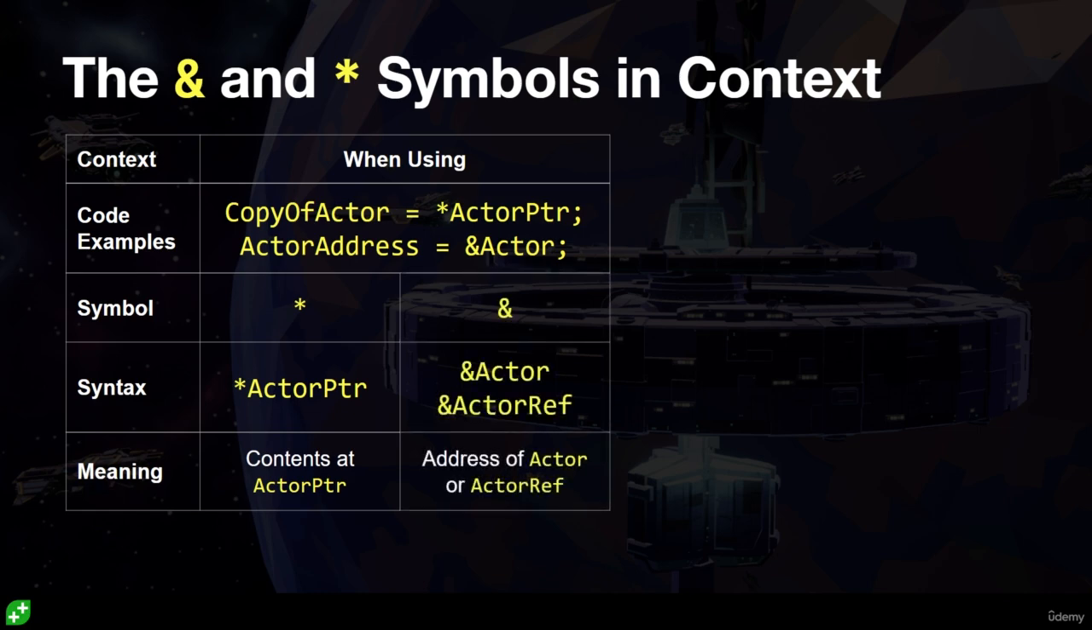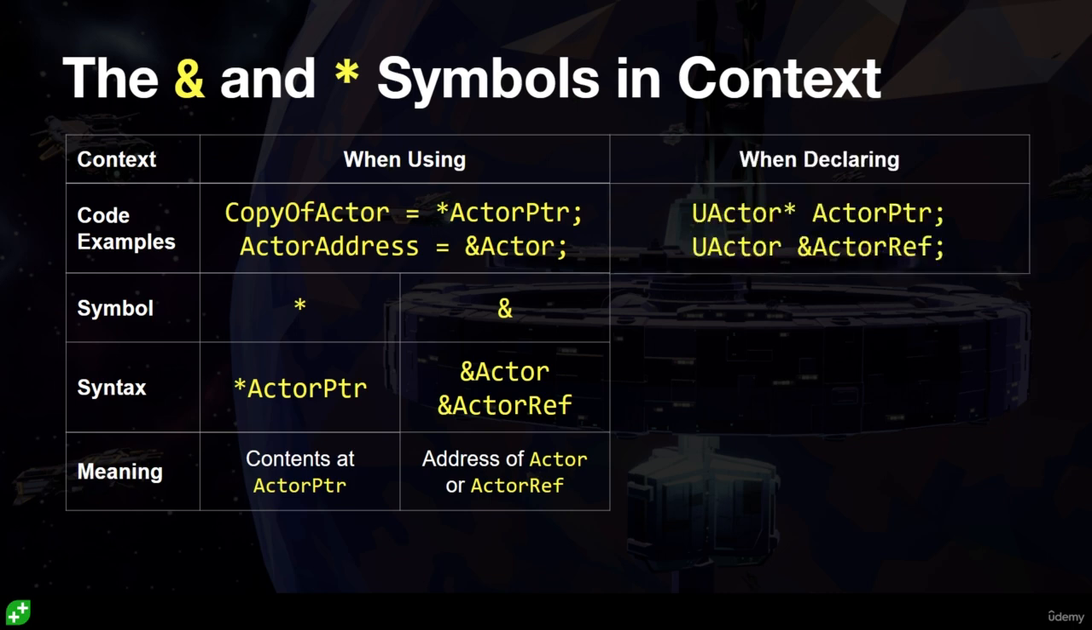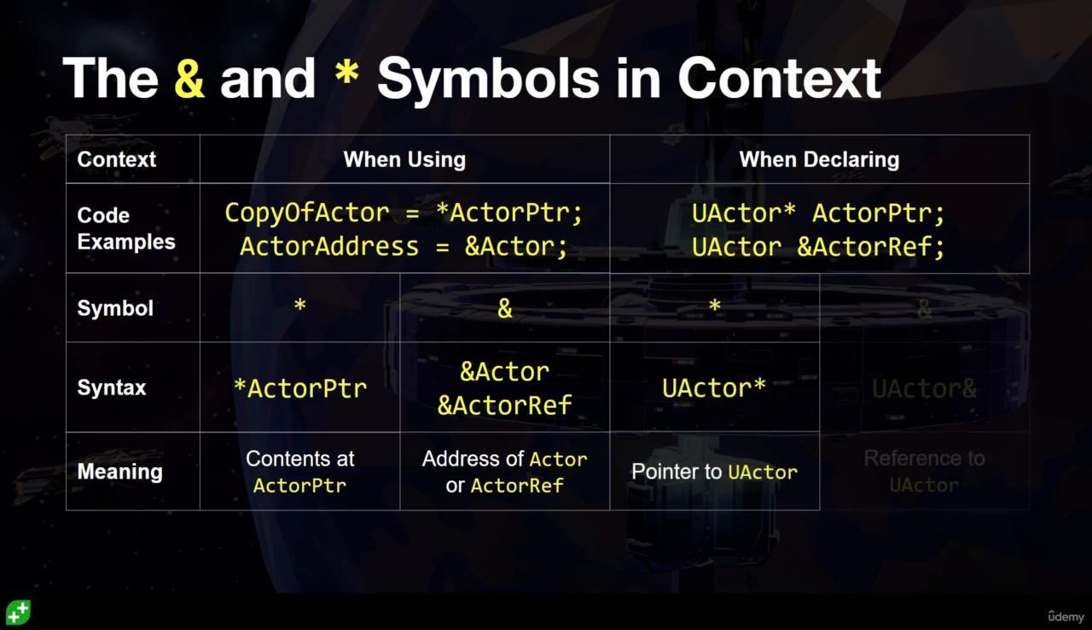Now, with the ampersand, if you put the ampersand in front of a variable or in front of a reference to a variable, it's saying that it's getting the address of that variable. It's getting the address of the actor or the address pointed to by the reference. Now, when we are declaring, when we're using it in the type of a variable, the stars and the ampersands have almost the opposite meanings. So the star means that this is a pointer to a U actor. And the ampersand means this is a reference to a U actor. So just remember this, that there is a completely different set of meanings whether you're using them with a variable in an expression or whether you're using them in the type declaring a variable.